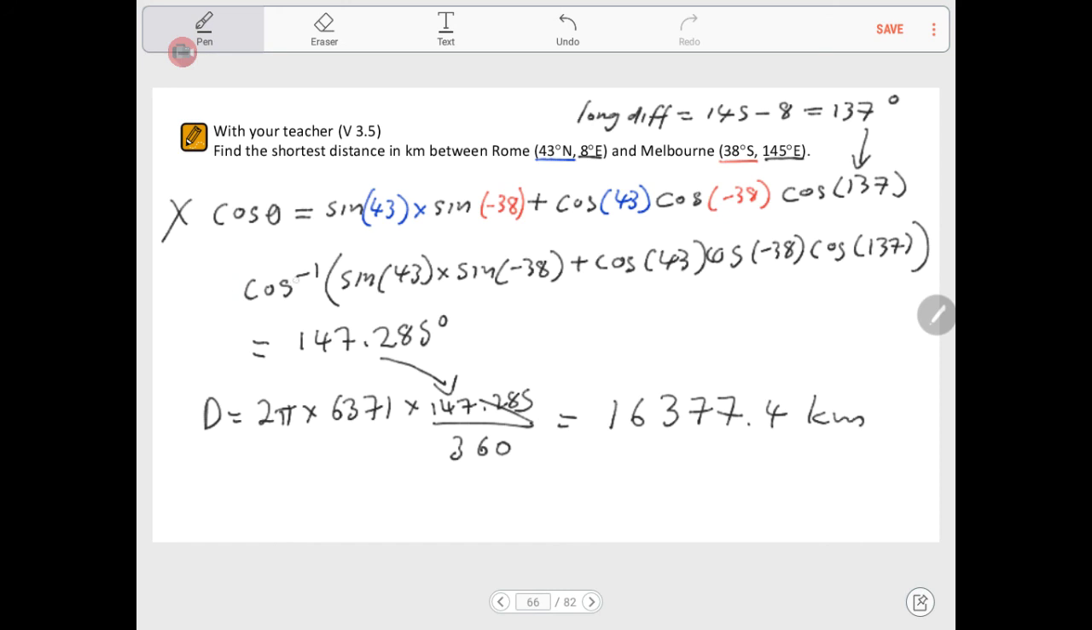So practice getting this into the calculator and getting that number. Make sure you can do that, and then it's just a matter of putting it into the formula that we already knew. Okay, so go ahead and try those.